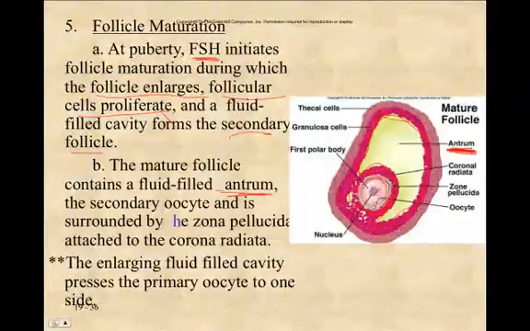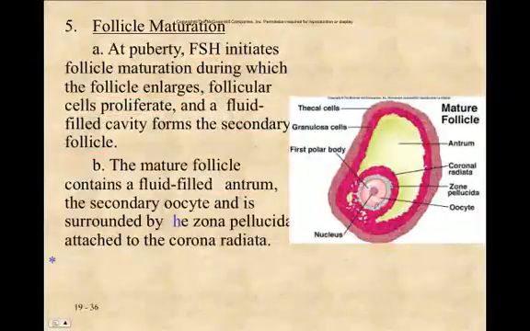And that's going to be this, let me go back here. So that's going to be this clear blue layer right around the oocyte. And then the zona pellucida will be attached to what's called the corona radiata. And the corona radiata is going to be these follicular cells that are right around the zona pellucida here, surrounding the oocyte.